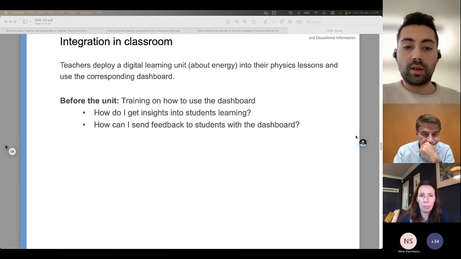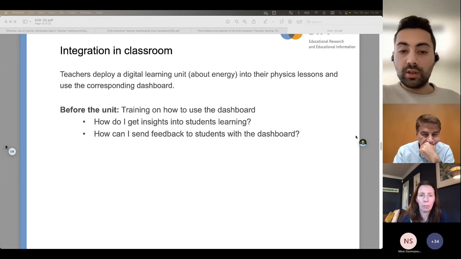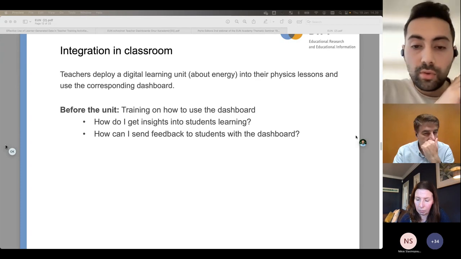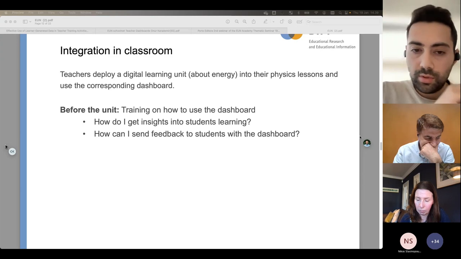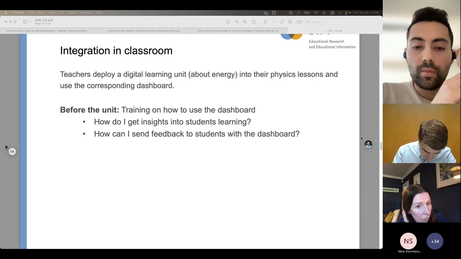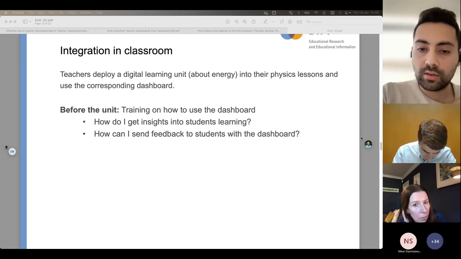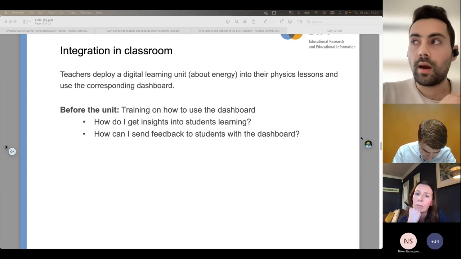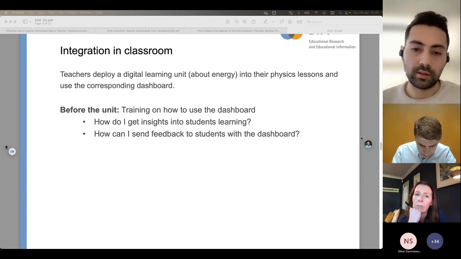How can we integrate this into the classroom? So the teachers will deploy a learning unit about energy into their physics lessons. It's about 6 weeks in their curriculum, and before the unit, we train them how to use the dashboard. So I show them what I showed you, and I show them how they can get insights into students' learning and how they can give feedback. And this is by showing them some examples.